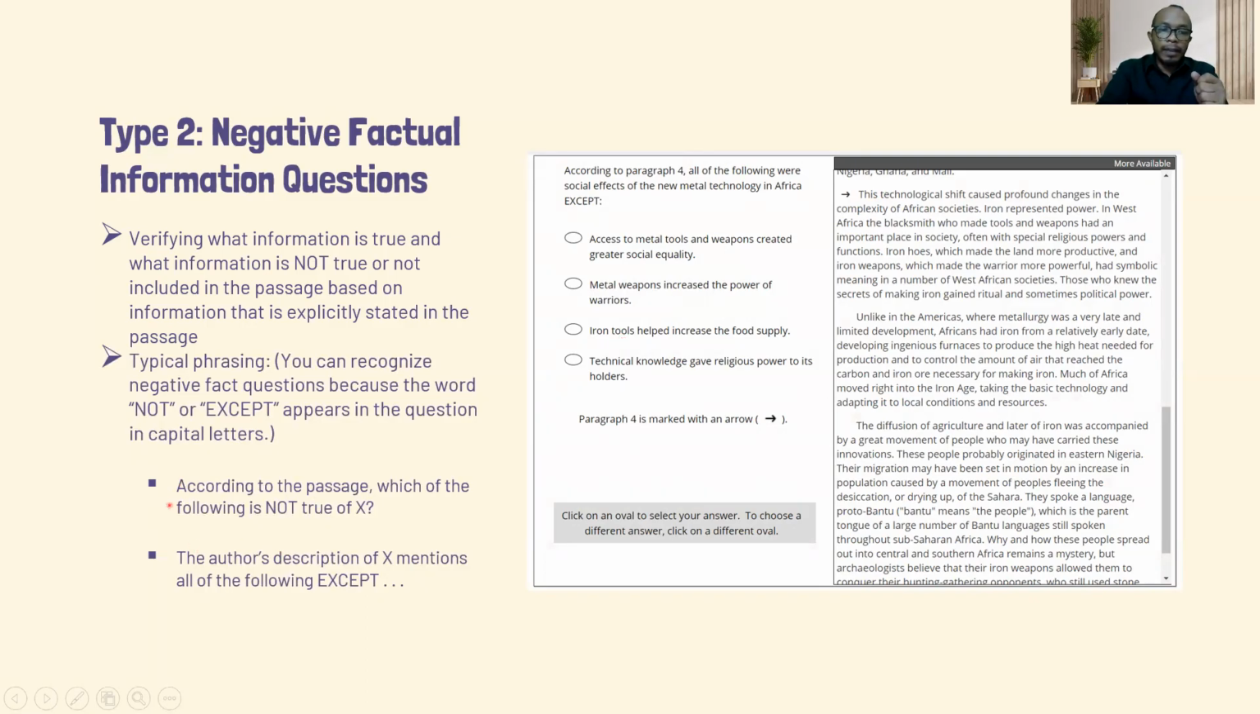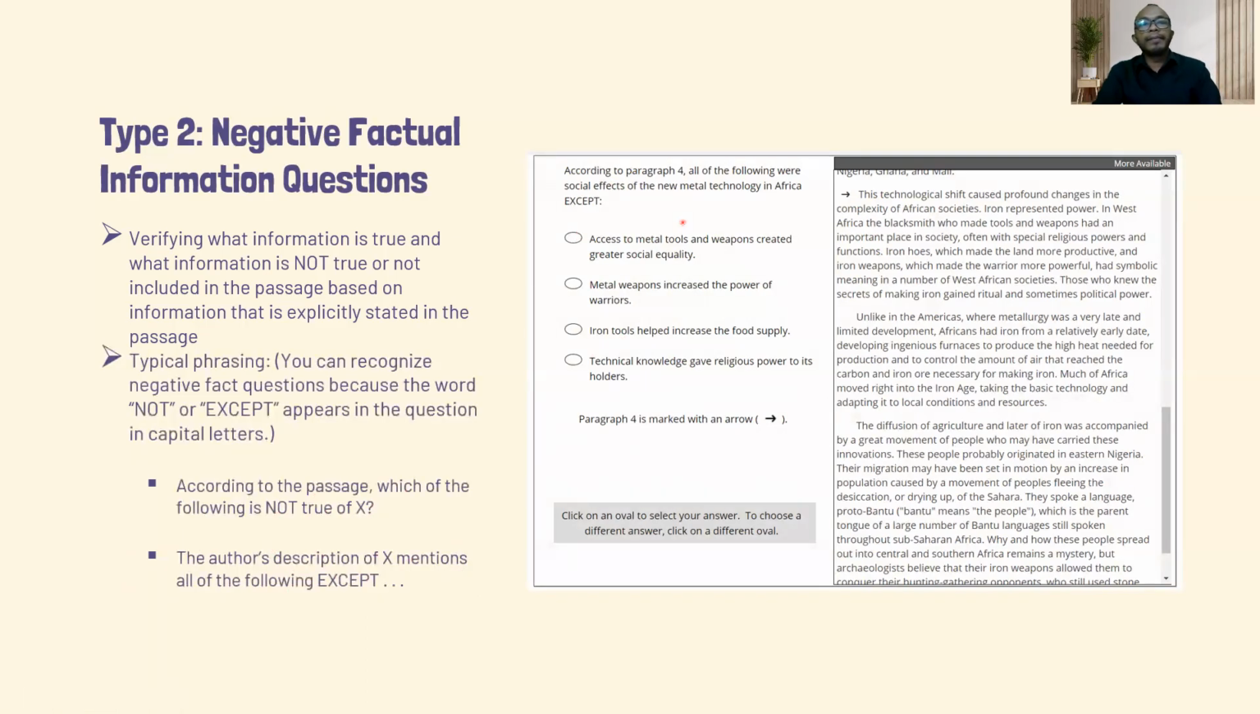Okay, and there are two common ways they word these questions, as you can see there. Which of the following is not true? And the author's description of something mentions all of the following except so and so, just like the example here.